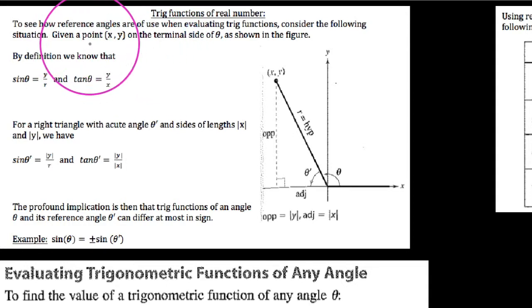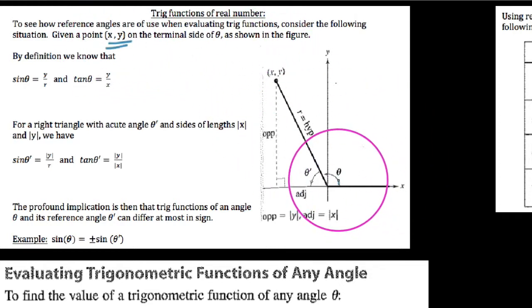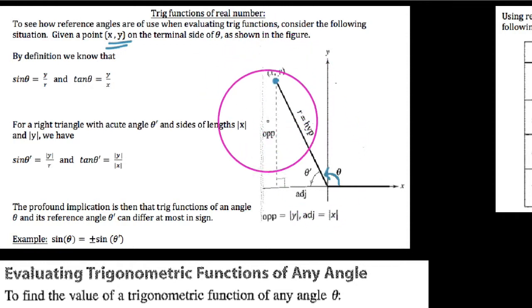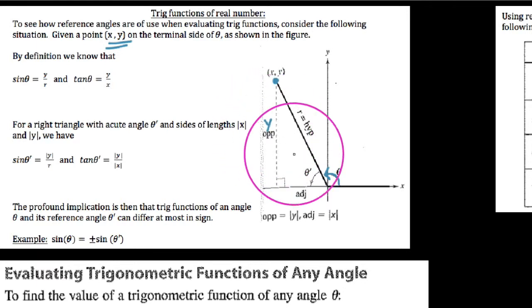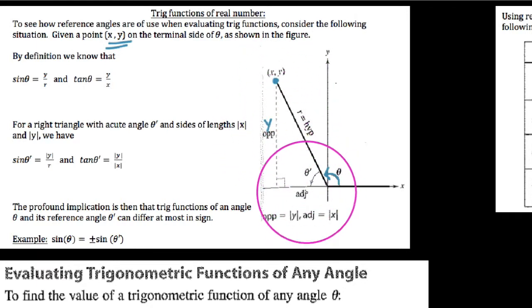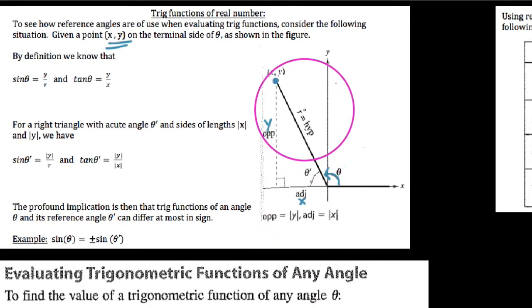Okay, so let's say given some point xy, and xy is on the terminal side of some angle, and I've actually sketched this here, so we have some angle theta, and this is our angle theta here. We have a point xy on its terminal side. So for instance, we already know that this opposite dimension is y, and the adjacent dimension down here is x, and we know that this is our hypotenuse, as a matter of fact.